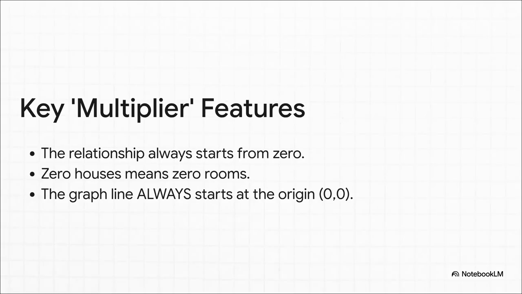Now, here is the absolute dead giveaway for the multiplier plan. It's all about the starting point. If you build 0 houses, you get 0 rooms. It just makes perfect sense, right? This means if you graph it, the line will always, and I mean always, pass right through the origin, that 0, 0 point. That is your number 1 clue.